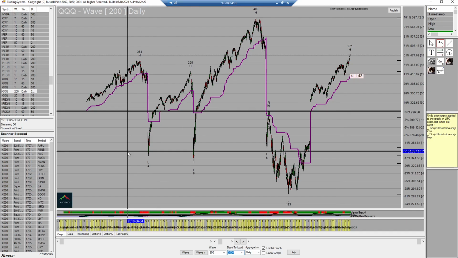So again, smaller waves, you're looking at shorter time frames. Larger waves, you're looking at more of the trend.